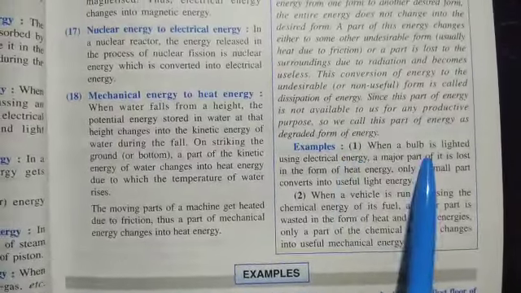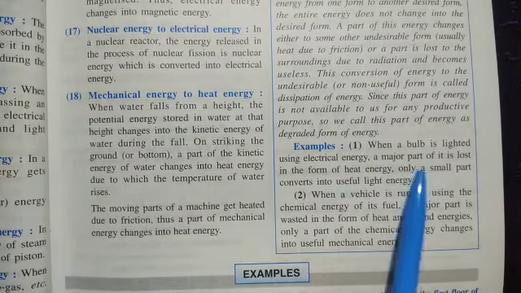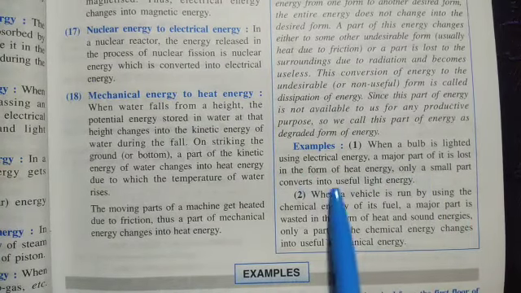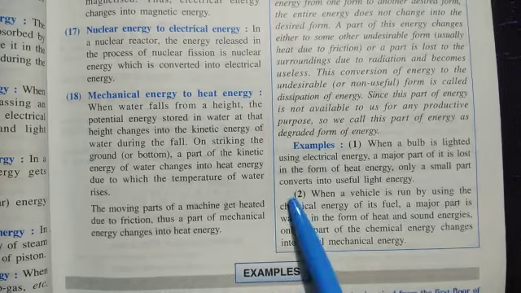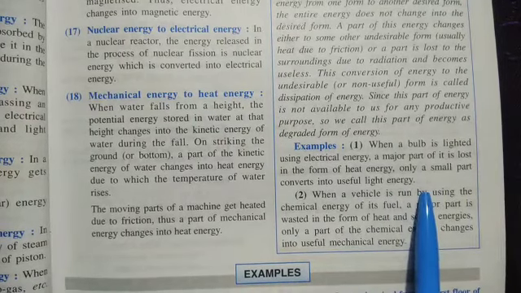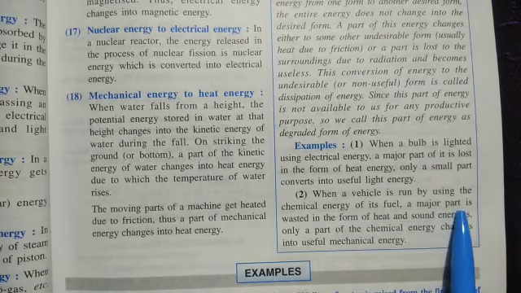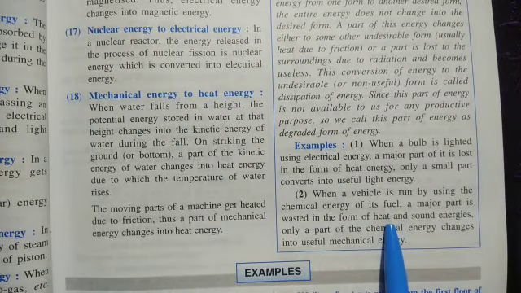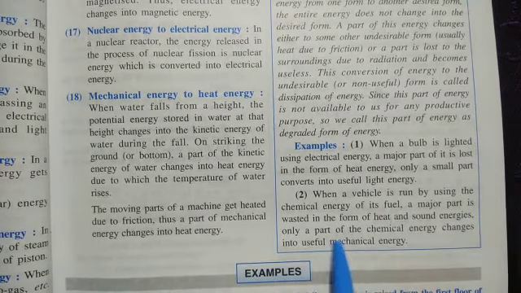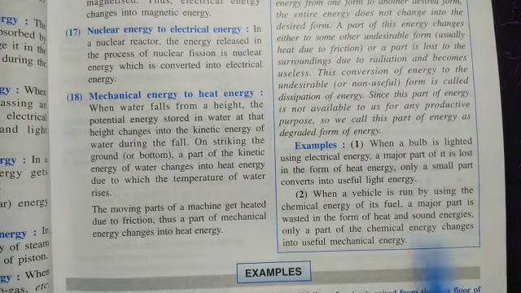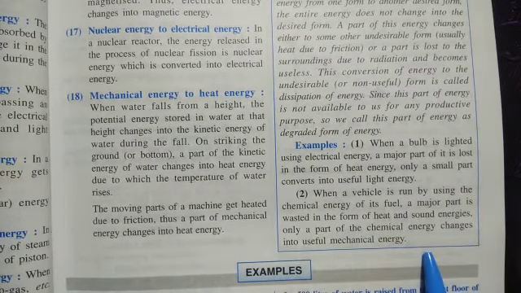Example: when a bulb is lighted using electrical energy, a major part of it is lost in the form of heat energy. Only a small part converts into useful light energy. When a vehicle is run by using the chemical energy of its fuel, a major part is wasted in the form of heat and sound energy. Only a part of the chemical energy changes into useful mechanical energy.